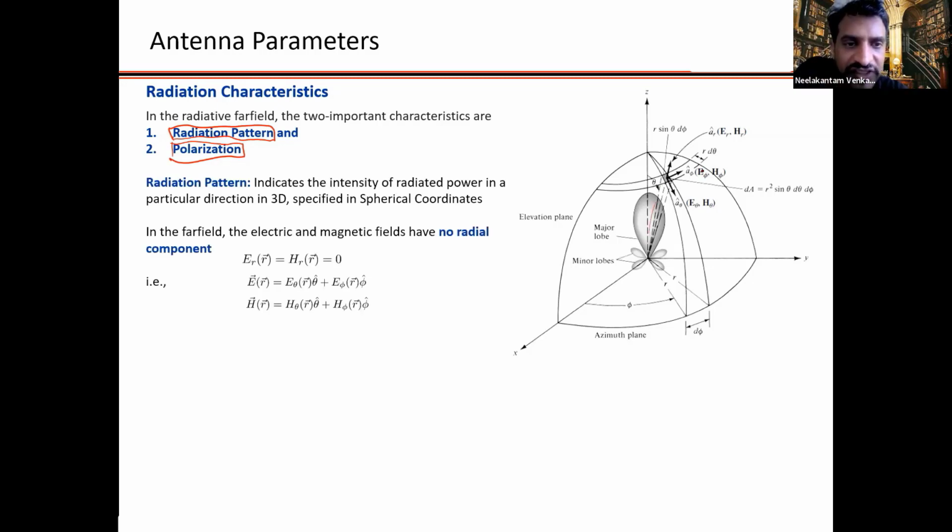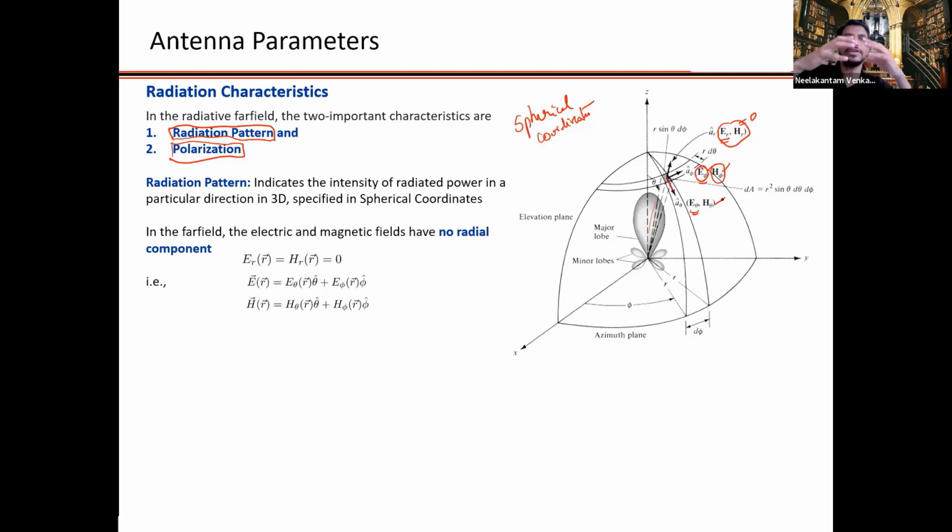What this antenna radiates is electric and magnetic fields in terms of a vector. And if these are radiating in spherical coordinates, you have r, theta, and phi. The components that you see here can have a theta component, phi component, and a radial r component. When you are in the far field, the radial r component is 0. Only the theta component and the phi component exist.